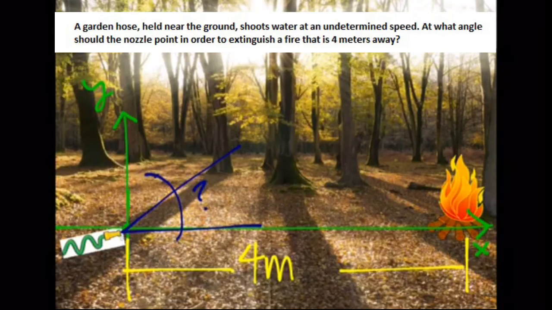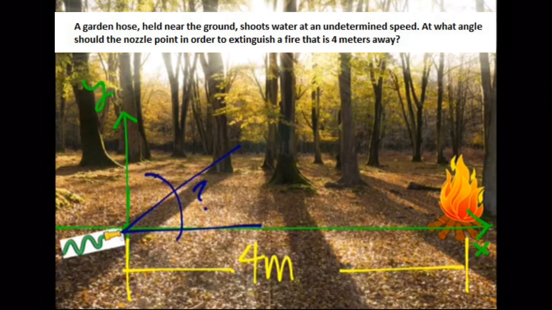Let's begin with our problem. A garden hose held near the ground shoots water at an undetermined speed. At what angle should the nozzle point in order to extinguish a fire that is 4 meters away? So here we have our fire at ground level, and our hose will also be at ground level. But since the water is coming from the hose's nozzle, we'll set our origin to be there.